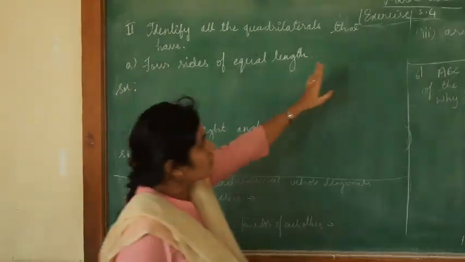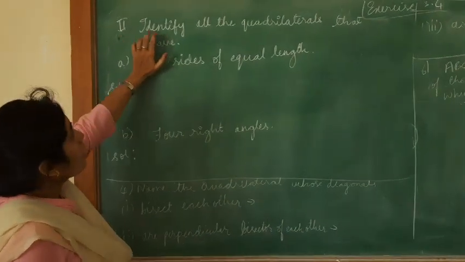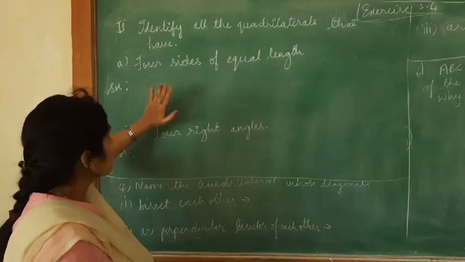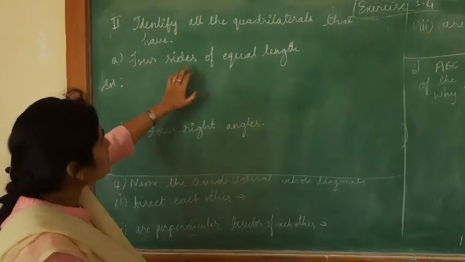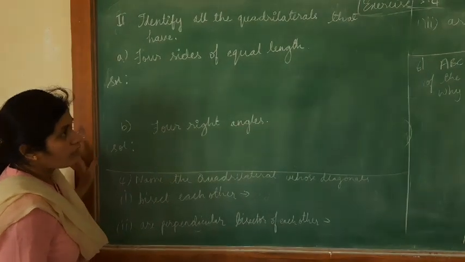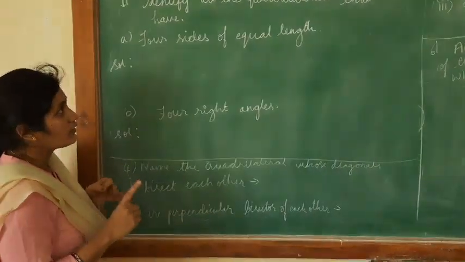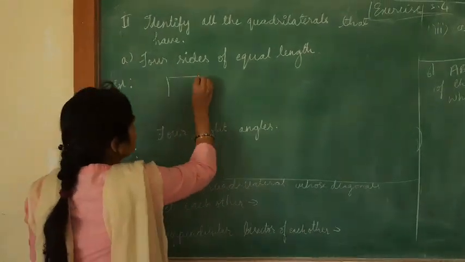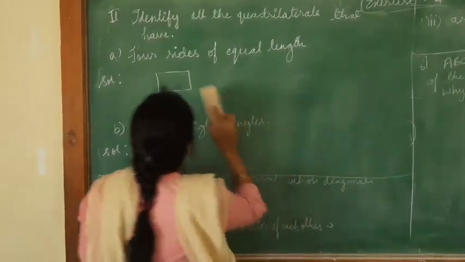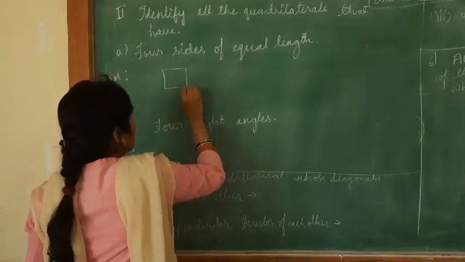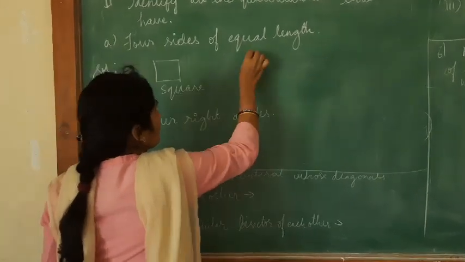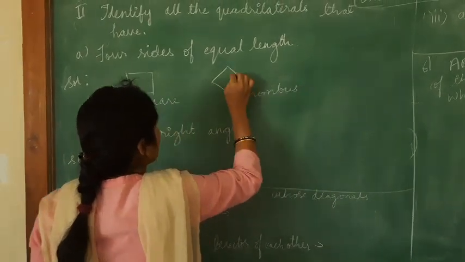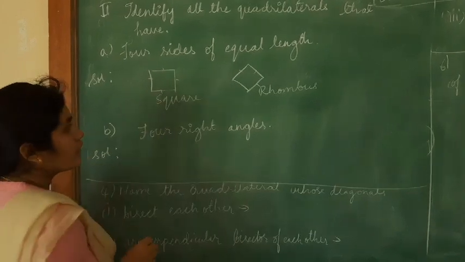Now let us move on to exercise 3.4. In this second question, identify all the quadrilaterals that have, first one, 4 sides of equal length. Which are the quadrilaterals that have sides of equal length? In the quadrilaterals we have studied all the types: trapezium, parallelogram, rhombus, square, kite. But here, 4 sides of equal length: square and rhombus. These are the 2 parallelograms which have all the sides equal. 4 sides of equal length.